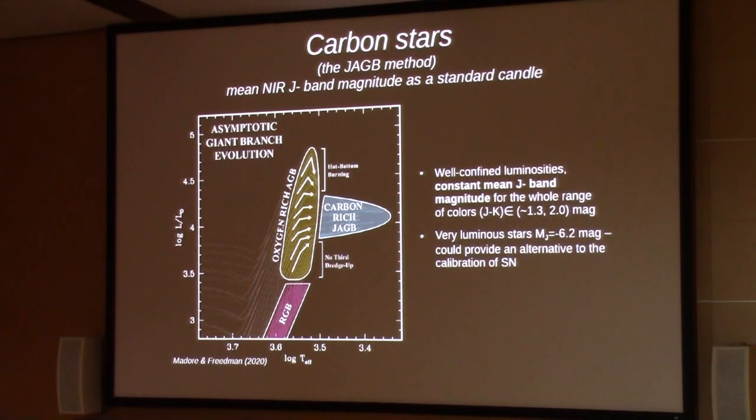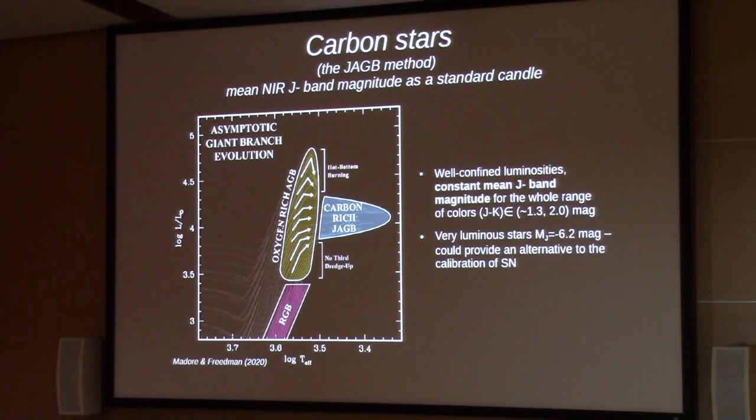And the third method, that's secondary distance indicators, that is the most recent, I would say. These are the carbon stars. Carbon stars are asymptotic giant branch stars. They are very red, so they can be seen very much to the right on the Hertzsprung-Russell diagram. And their effective temperatures are quite low, so they are easily distinguished by their colors. And they have very well confined luminosities. This is because their masses come from a relatively narrow interval.